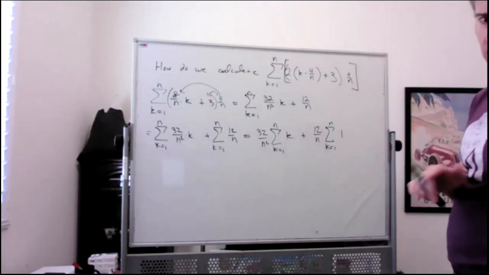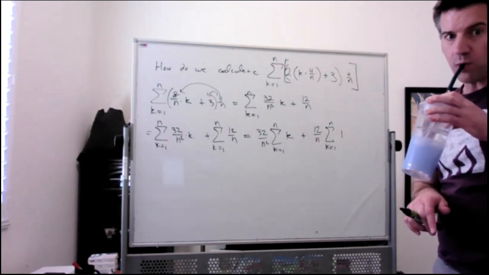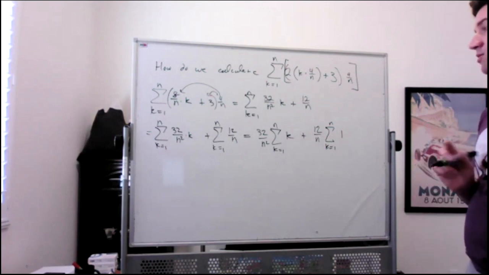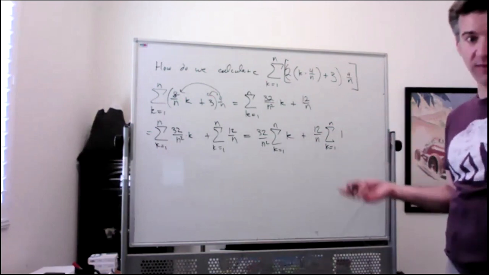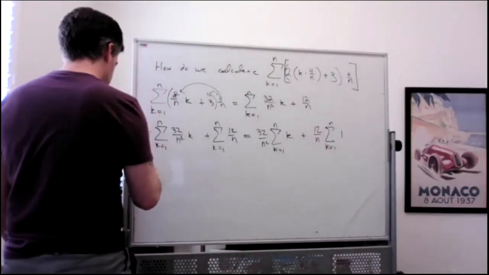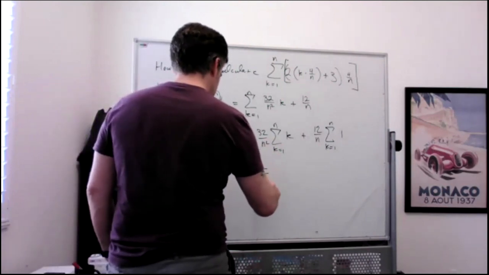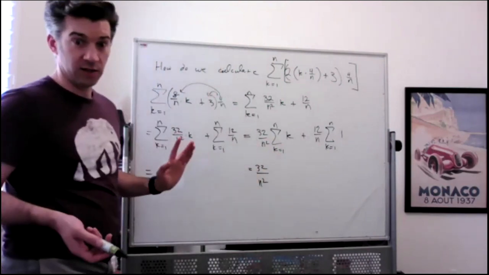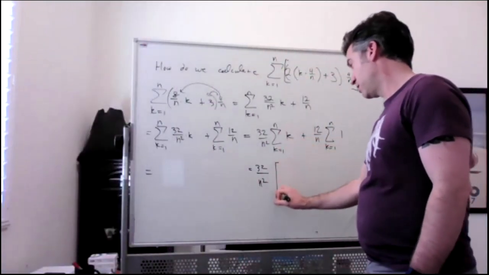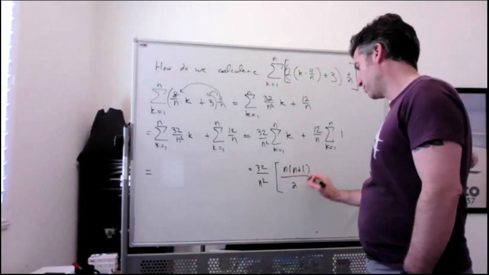Cool so far? Questions about this? Okay. So now here's where we have to use a formula. The formula is given in the problem, but let me write it down below here so we can talk more about this if we need to. The sum from k equals 1 to n of k is n times n plus 1 over 2.